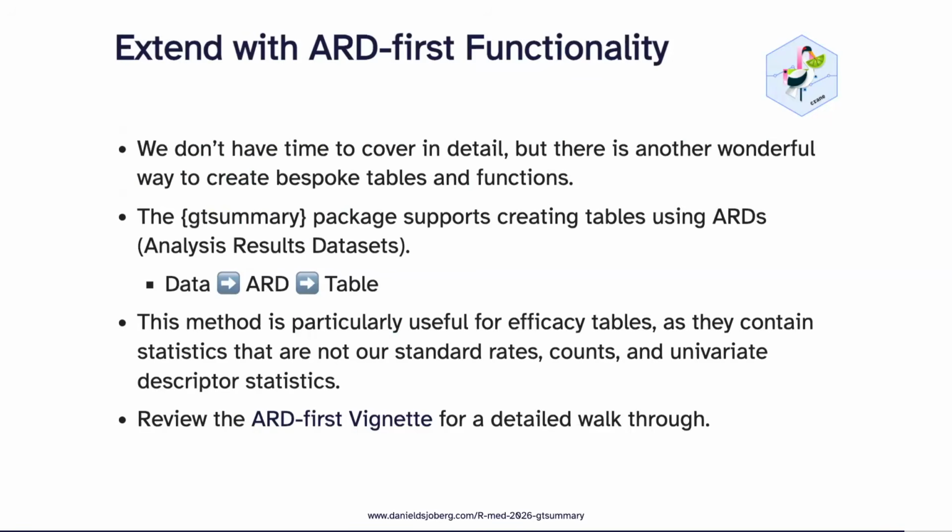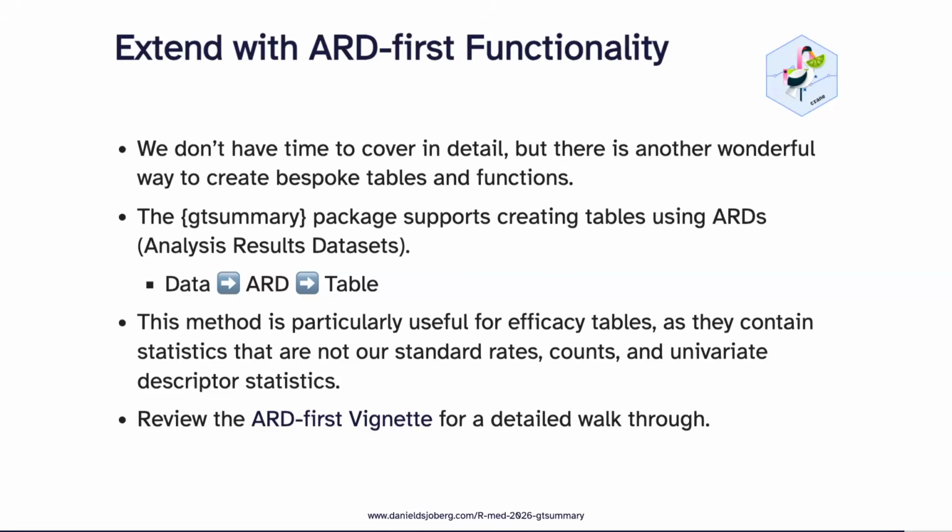Also, you'll notice that what we've presented here is almost all univariate statistics and counts and proportions. Now, what about doing real research in a real research setting? Yeah, okay, that's good for getting Table 1 and some really simple tabulations. But when you're doing efficacy tables, these are often based off of very complex statistical methods that are going far beyond our standard rates, counts, and univariate descriptions of statistics.